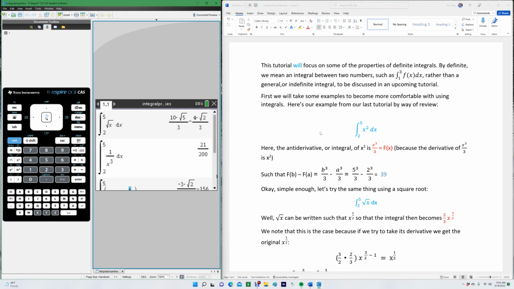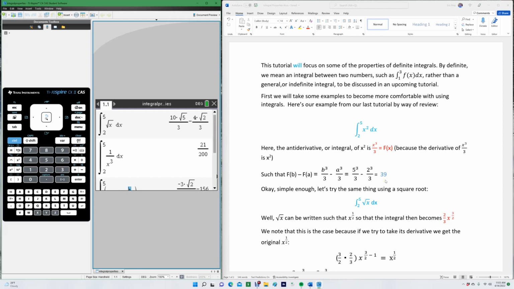Here's our example from the last tutorial by way of review. What is the integral from 2 to 5 of x squared dx? Well, here the antiderivative or integral of x squared is x cubed over 3 equals f of x. Now this is because the derivative of x cubed over 3 is x squared. So we plug in our numbers of 5 and 2 into the x cubed over 3 equation and we get 5 cubed over 3 minus 2 cubed over 3 equals 39. And that is the integral from 2 to 5 of x squared dx.